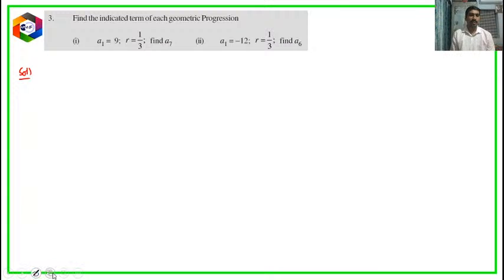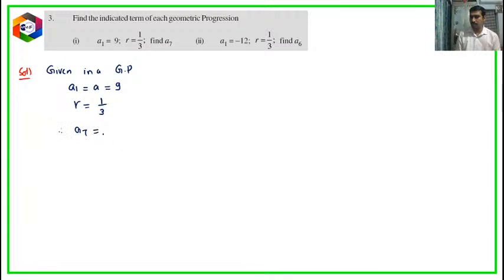Okay, children? Here now let us copy the question once again. Given in a GP, a geometric progression, the values given are A1 is equal to A is equal to 9, and the common ratio R is given as 1 by 3, and the indicated term here is A7. Okay, children? What is A7? You know that. What is A7, children?